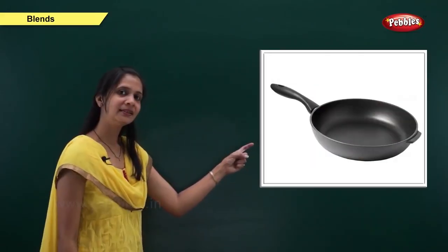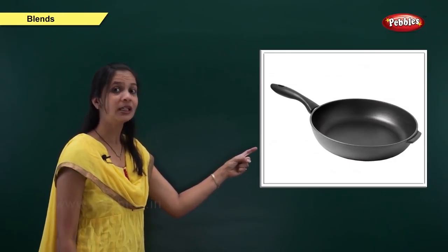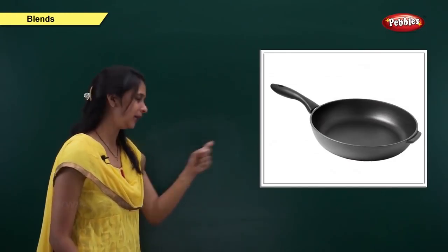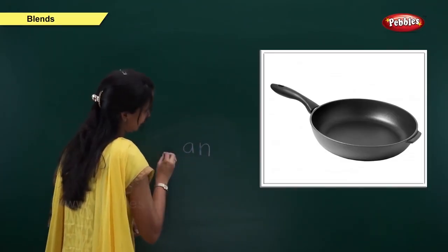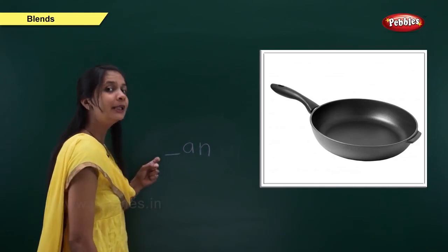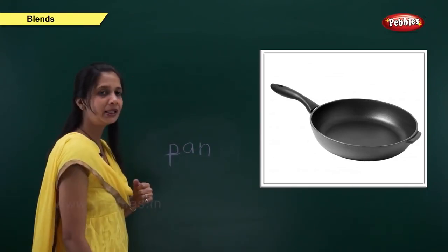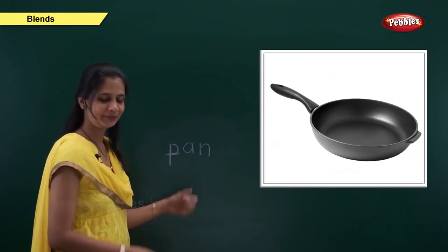What is it? Yes, it is pan. Okay, so what is the beginning sound of it? P. Pan. Okay, so here it is P. Yes. P says P. Pan. Okay, now next one.